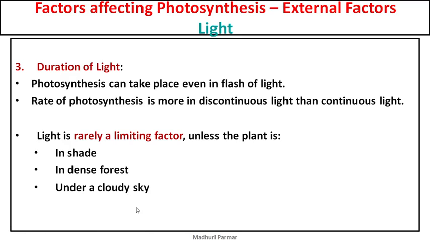Then under a cloudy sky, if there is always a cloud cover, or if there is suddenly a cloud cover, then it will not allow enough light to reach the plant. Okay, and so light will become a limiting factor for photosynthesis. And if the plant is underwater, the light will not be able to pass through a lot of layers. Okay, so if the plant is growing underwater, then the light is a limiting factor.